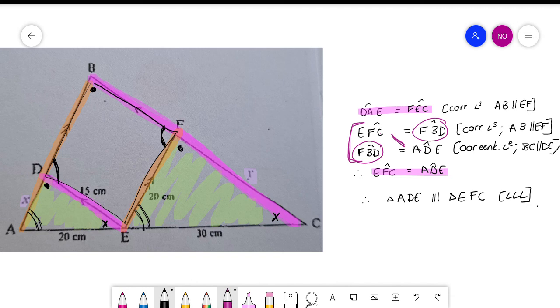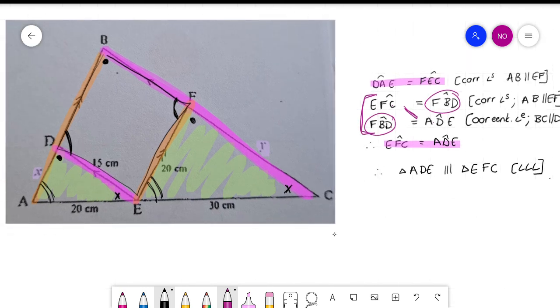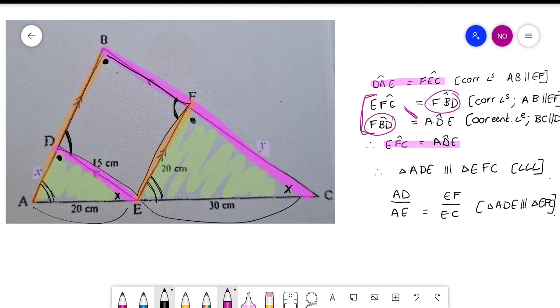Okay. So from that, we can see that AD over AE is equal to EF over EC. I'll say something about that now. Okay, I picked specifically this one over this one because we actually have those lengths.